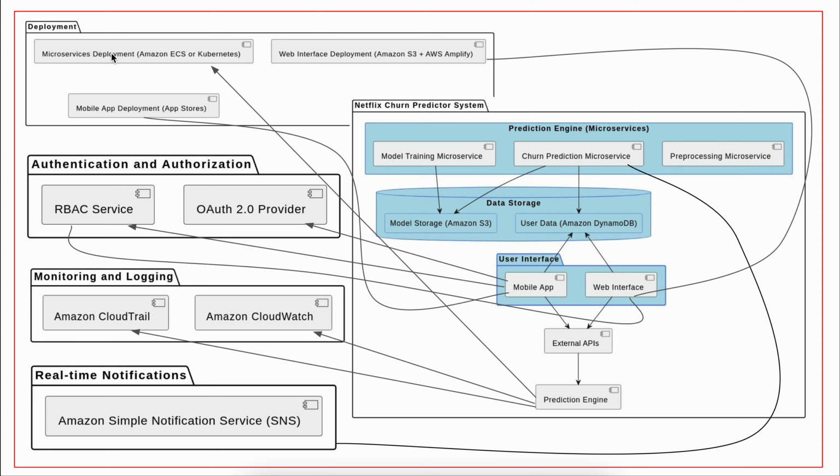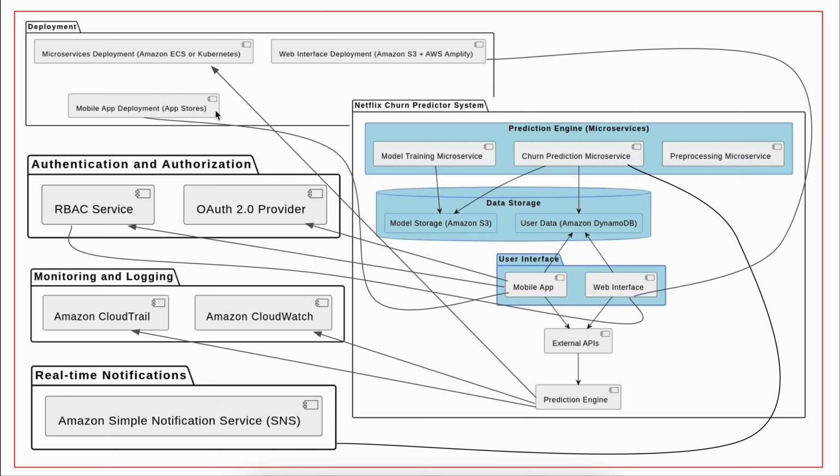So let's talk about deployment. Here we have three modules. One is microservice deployment based on Amazon ECS or Kubernetes. Second would be web interface deployment, which would use Amazon S3 or AWS Amplify, and third the mobile app deployment, which is basically the App Store.